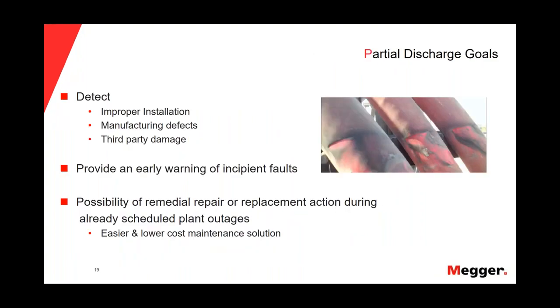The goals of the partial discharge test are to detect improper installation, manufacturer defects, and third-party damage. Nowadays, partial discharge is mainly used to detect poor workmanship issues. It will provide an early warning of incipient faults, and we will have the possibility of remedial, repair, or replacement action during a scheduled outage. So these are the goals of the partial discharge.